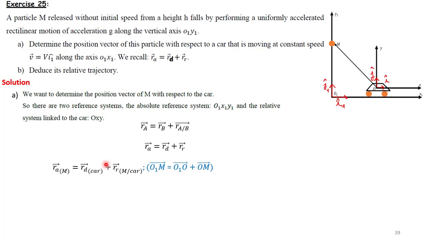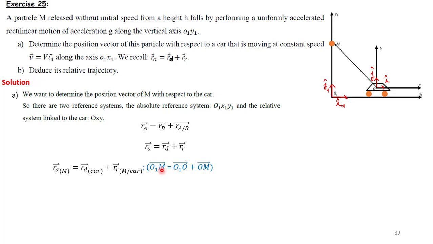Okay, this is another way to say that O1M is equal to O1O plus OM. Why? Because RA, the position vector of point M, where A refers to absolute. Here the absolute motion is observed with respect to O1. So RA is observed by O1. The origin is O1, and you are studying M.